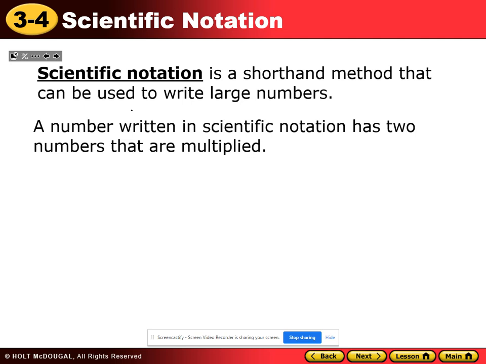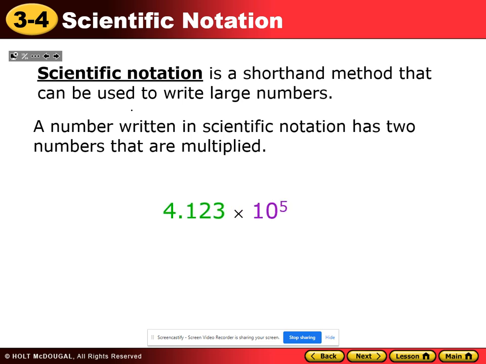Why do we use this? Scientific notation is a shorthand method that can be used to write large numbers. We're dealing with space and science. They're talking about trillions of miles. They will like to write those in scientific notation. Otherwise, they're writing a number that is 10 and 15 and sometimes 20 digits long. Scientific notation has a 2-number system that will allow it to be much shorter.